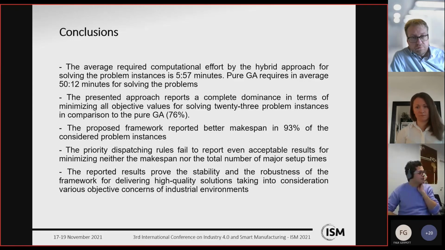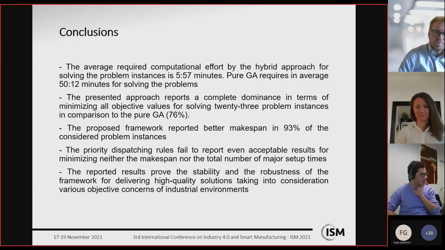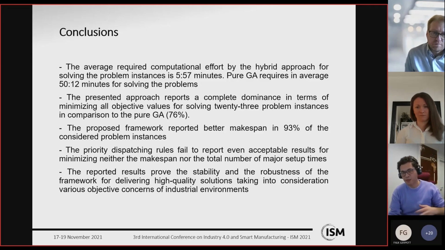And the framework reported a max span improvement for 93% of the considered problem instances. Obviously, priority dispatching rules fail to report even acceptable results for minimizing either the max span or the total number of major setup times, while, of course, because it is designed to minimize the total tardiness, it does report good results on the total tardiness.